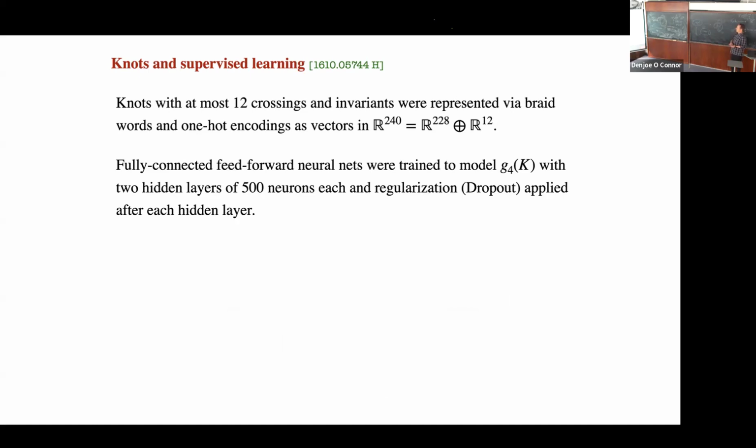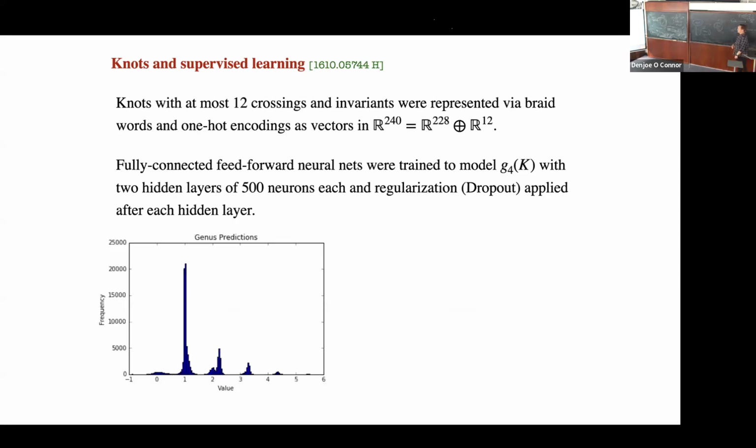In 2016, I was thinking about whether it is possible to predict the slice genus of knots. Taking the data set at knot.info, you can take all the knots and represent them as vectors, and see if a neural network can predict the slice genus very accurately. It turns out that neural networks are pretty good at predicting the slice genus of a knot using a braid representation of the knot together with a few invariants.